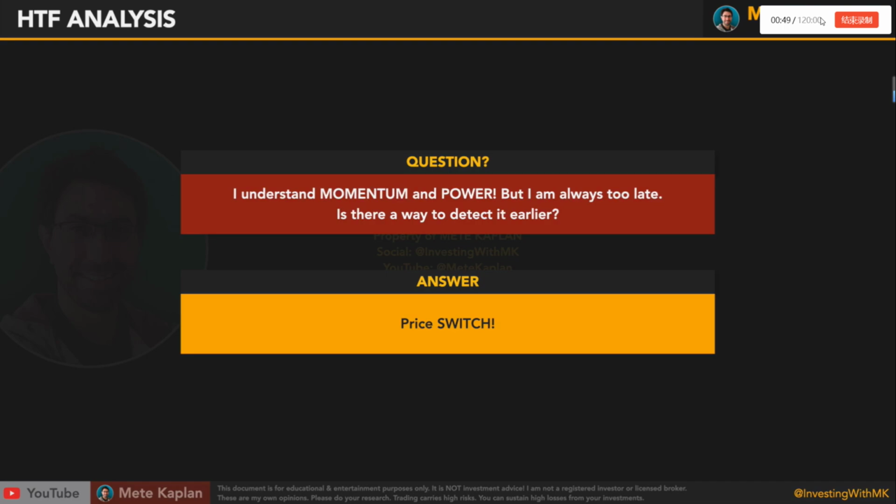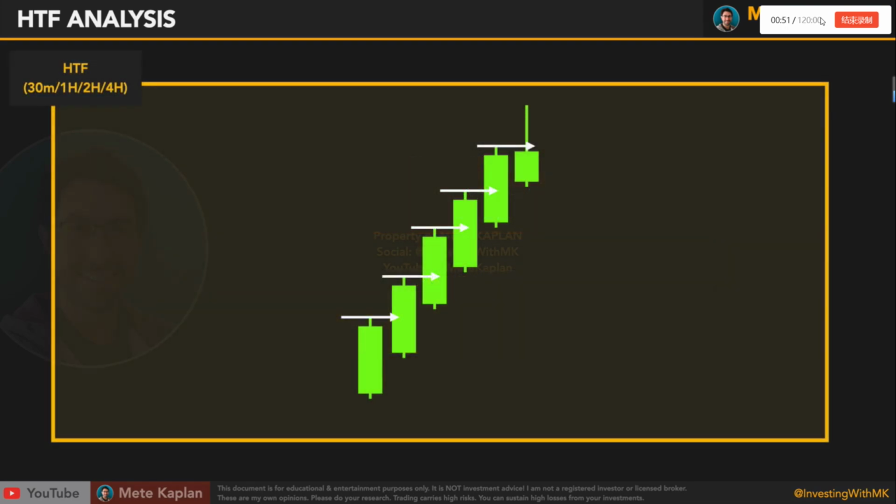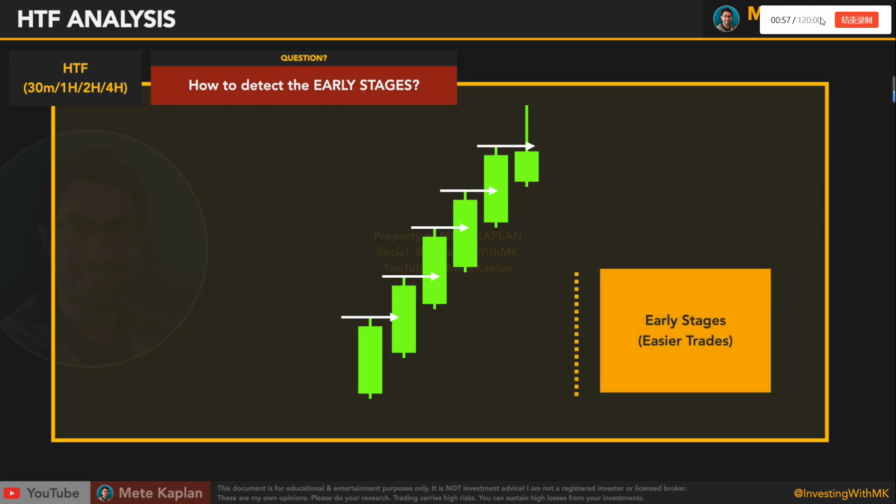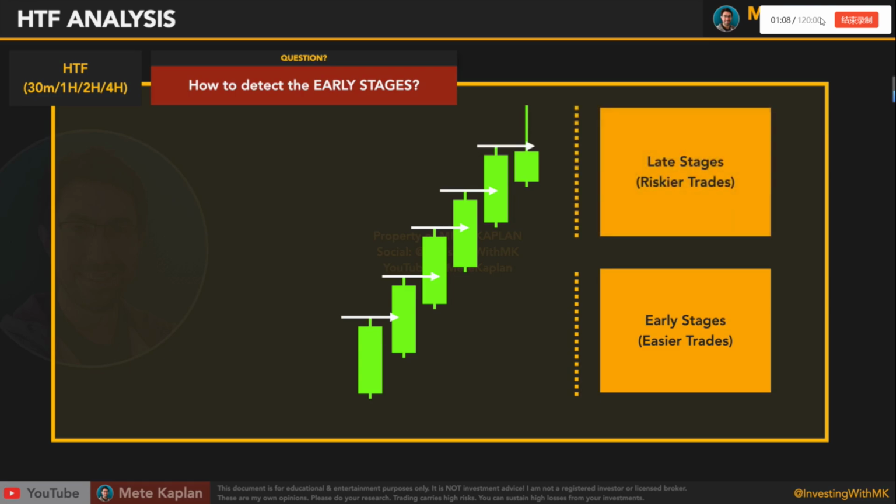Let's start discussing. This is a momentum rally, as you can see. Every rally has two stages. The first stage is the early stage, which is generally the beginning of a rally and the first movement upwards. And there is the late stage, when the rally starts to extend. Remember, late stages are also tradable but riskier.